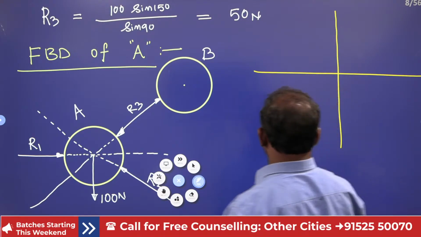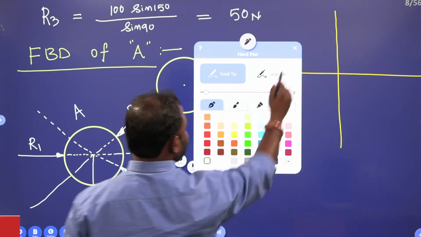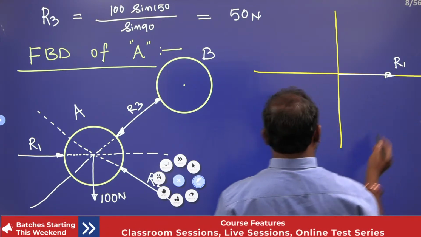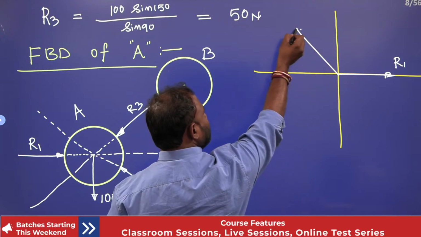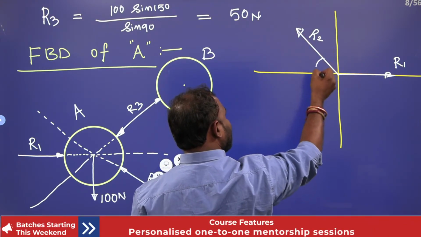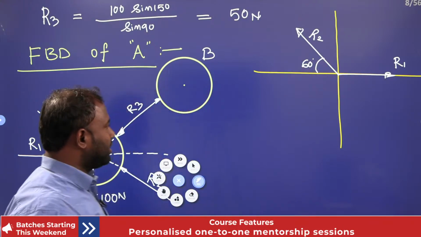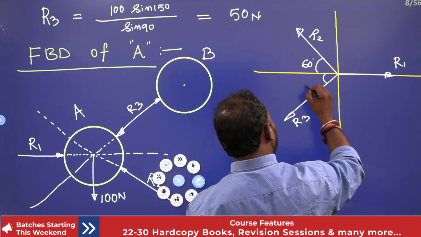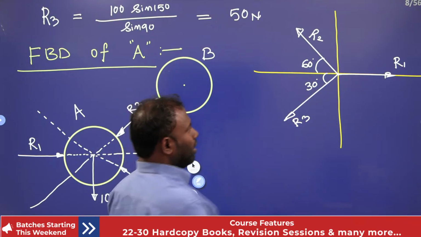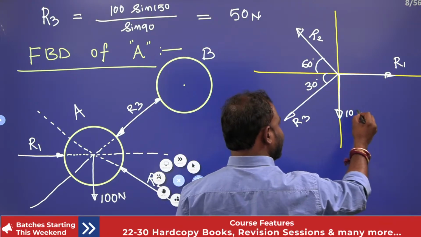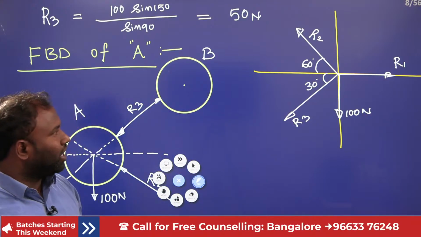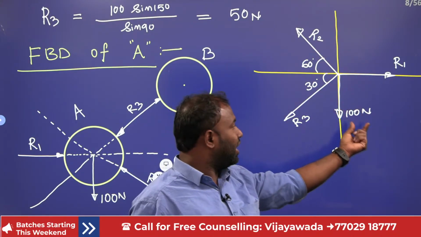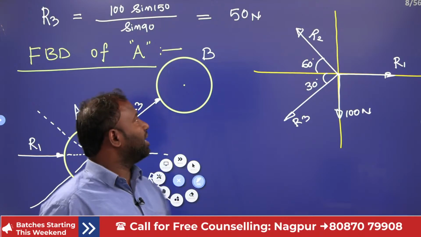Okay. Right. Now the first case: R1 acting. Now here R2 makes this, right. Now R3 acting toward the front, right. Now the weight of the ball acting, right. So how many unknowns? Two unknowns, R1 and R2 are the unknowns. However, we know R3 and we know the 100 newtons weight of the ball. Okay, right.